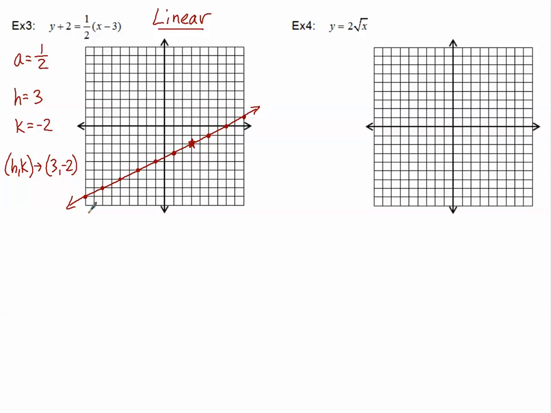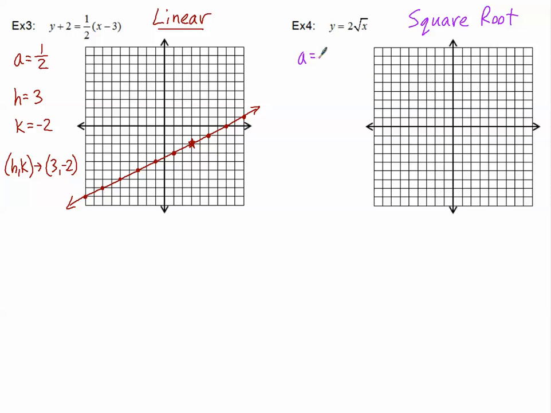So the lines are pretty easy. You just need to know where your starting point is and then what your slope is from there. Example 4, y equals 2 times the square root of x. Well, I just said it. Basically the symbol is giving away what it is, the square root function.